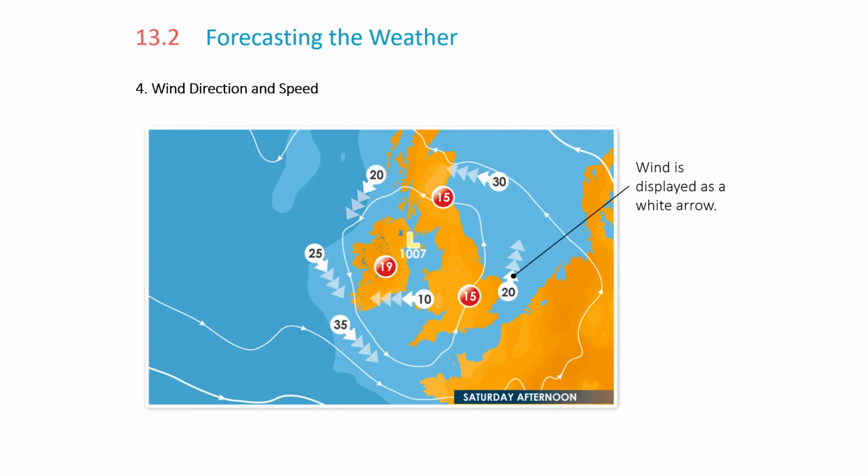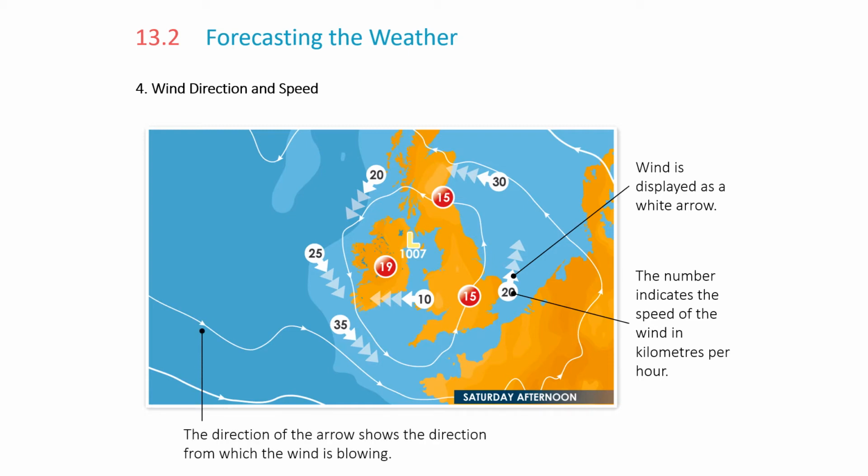Now we're going to look at the wind direction and speed on a weather map. We can see that the wind is displayed as a white arrow, pointing here. We know that the wind is moving north. The number indicates the speed of the wind in kilometers per hour. So we know that the wind is traveling at 20 kilometers per hour in a northern direction. And then lastly, over in the corner, the direction of the arrow shows the direction from which the wind is blowing.